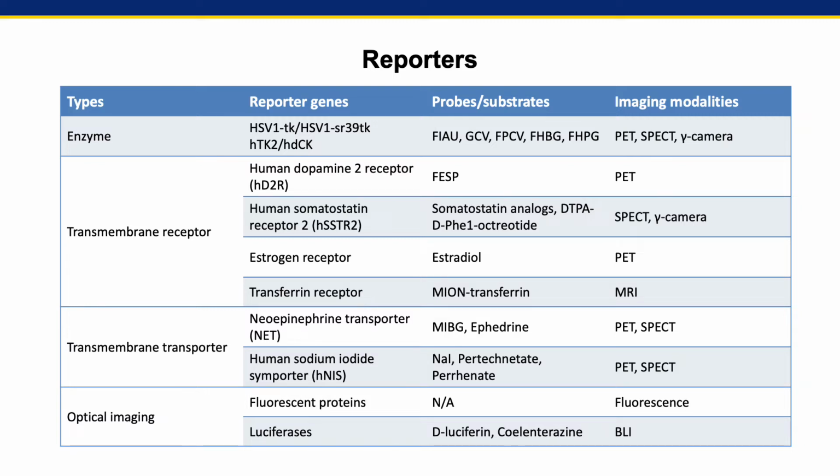This table introduces 4 major categories of reporters that have been developed by the field of molecular imaging. They are enzymes, transmembrane receptors, transmembrane transporters, and optical imaging proteins. Each reporter also has a specific set of probes that are specific to its reporter, and these have been used and tested for multiple imaging modalities.